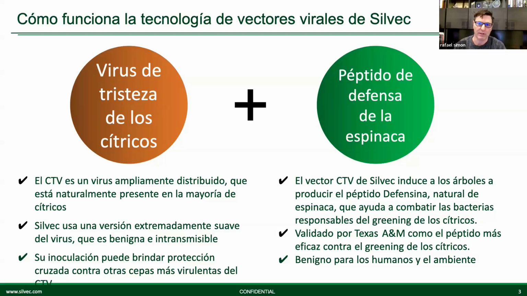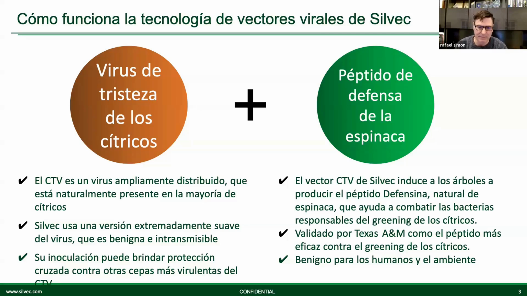And so when the virus is introduced into the plant, as it's replicating, the virus is making the peptide as well. And the peptide then will accumulate in the plant and will go after the HLB. One big advantage of this approach is that you only have to introduce the virus once, and then the virus will replicate for years and years within the tree. We've had studies going for almost 8 years, showing that the virus is still in the tree, still replicating and still making the defensin peptides over this period of time.